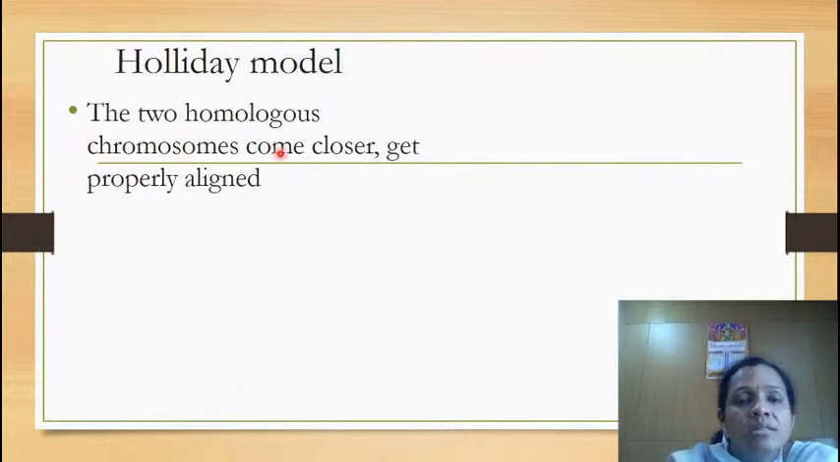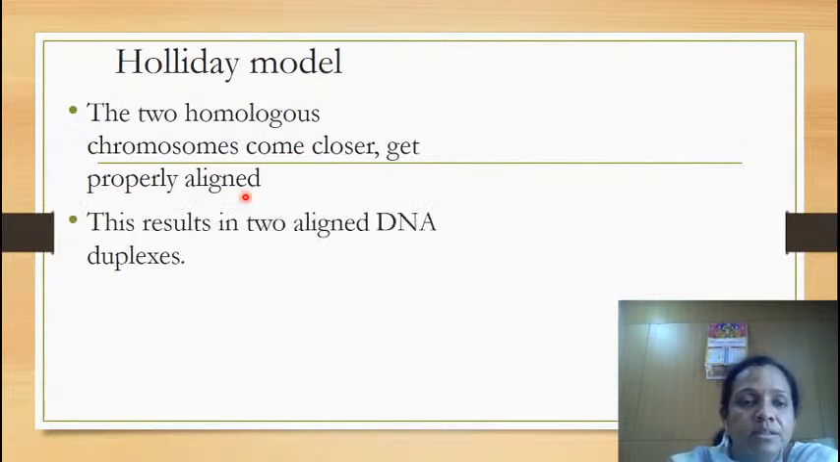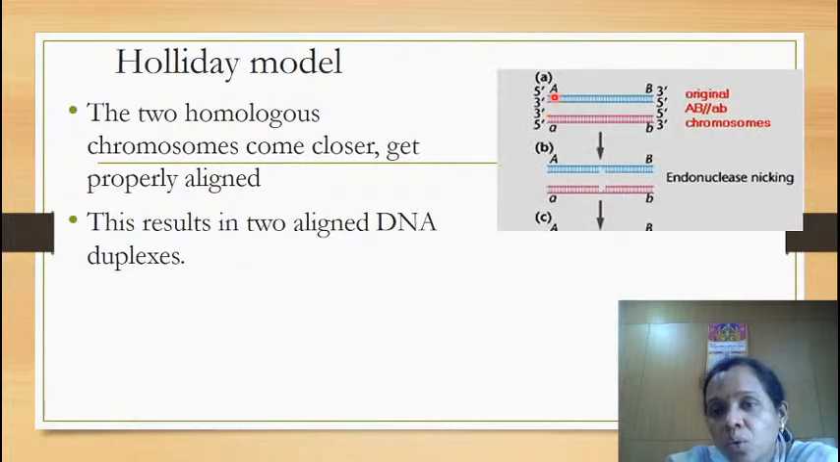The two homologous chromosomes come closer and they get aligned. This results in two aligned DNA duplexes in this way. So two DNAs have to be aligned. One is in blue color, the other one is in pink color. So this is a nucleotide. This is a DNA duplex, like an alpha helix.